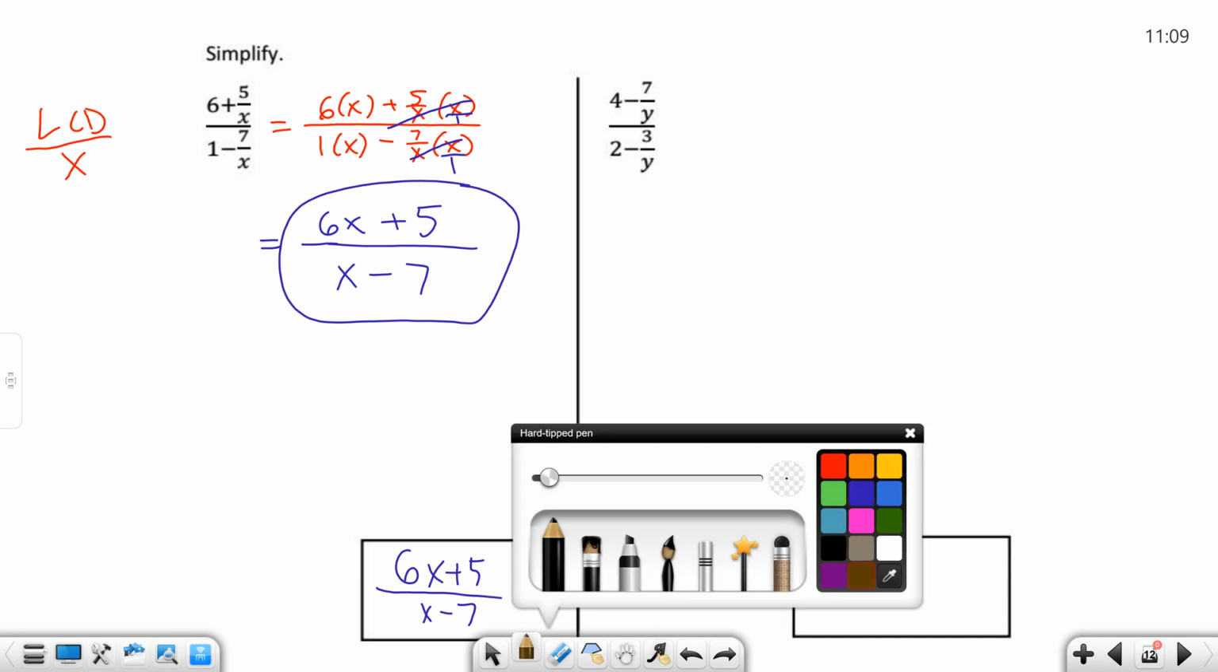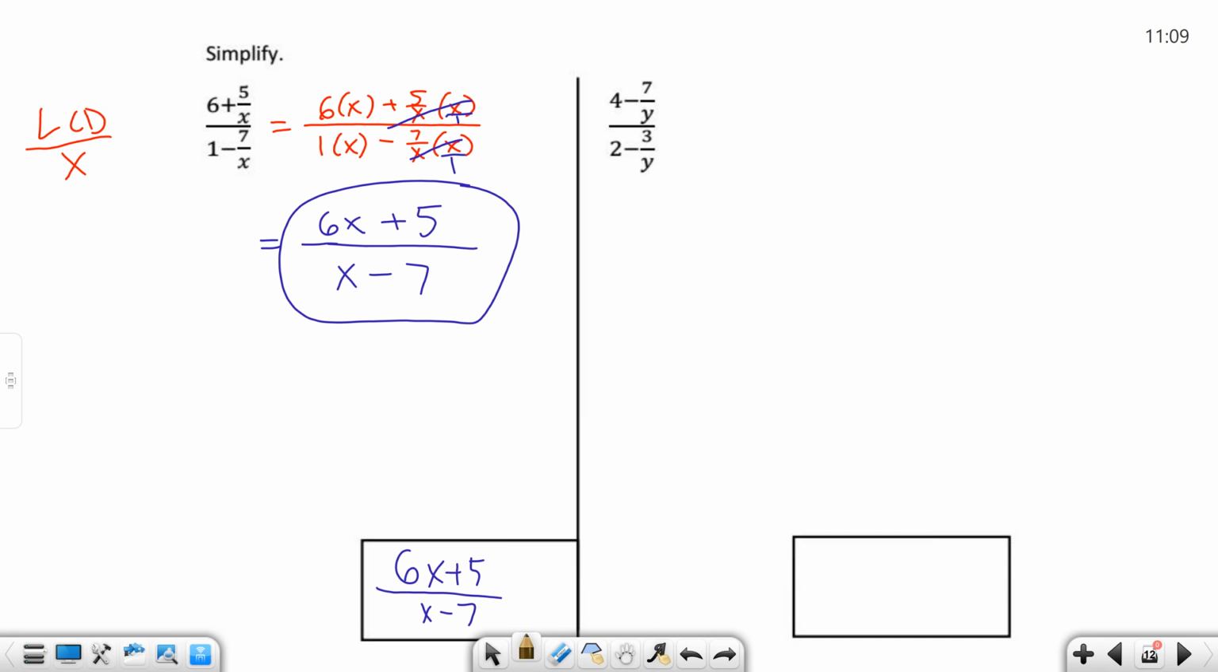So let's look at the next one here. I have a compound fraction again, right? Little fractions inside a bigger fraction. Here, this bigger one, right? And so we're going to say, what is my LCD? Well, it's y. My LCD is y. And if I take y times everything, right, I got to multiply y times this, and this, right? 4 things. So let's come over here and say this is going to be 4 times y minus 7 over y, times y over 2 times y minus 3 over y times y.